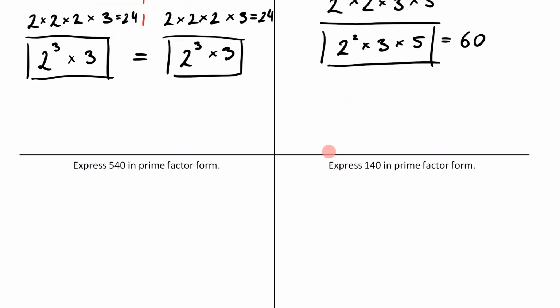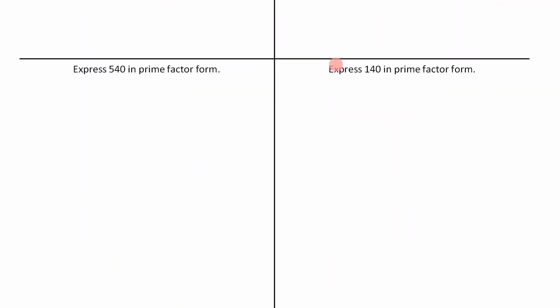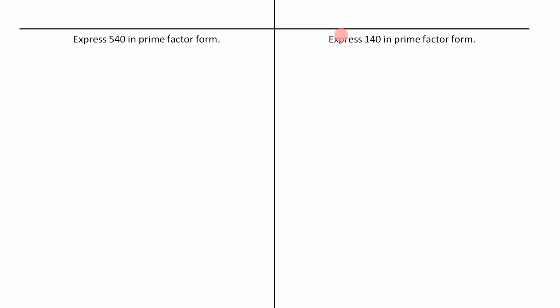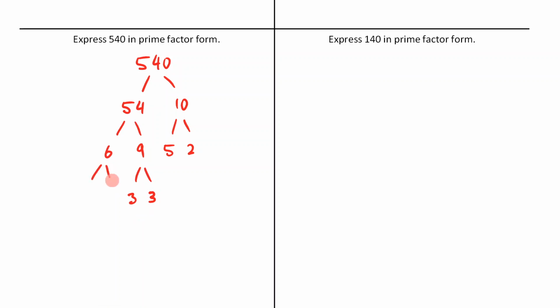Let's move on to our next one, which is 540. And you might be thinking, how on earth are we going to break down this big one? But we could break this down into 54 and 10. Pretty easy. Then 10 can be broken down into 5 and 2. Now, what does 54 break down into? Well, I can break it down into 6 and 9. 9 can then be broken down into 3 and 3, and then 6 can be broken down into 2 and 3. And as you can see there, I stopped every time I got to one of my primes.